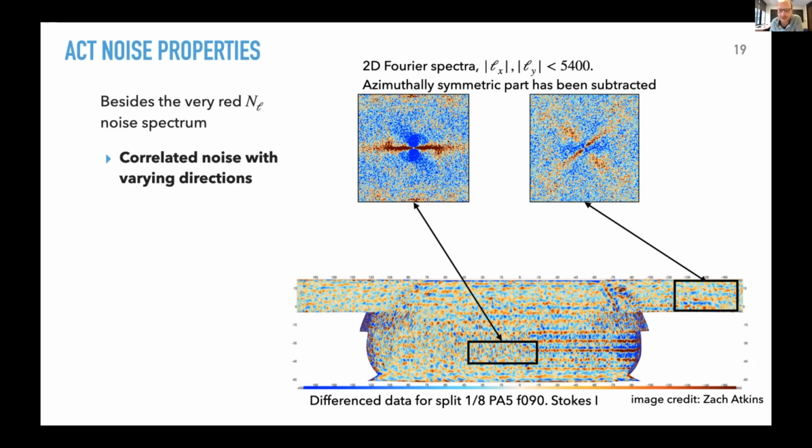And you see these very clear stripes in the Fourier space, which corresponds to these stripes in the noise that you can also see by eye, more or less. And the important thing is this structure varies over the map quite a lot. So that's a complication we have to deal with.